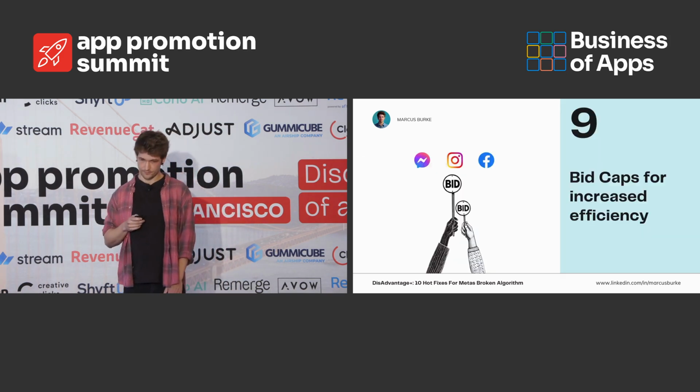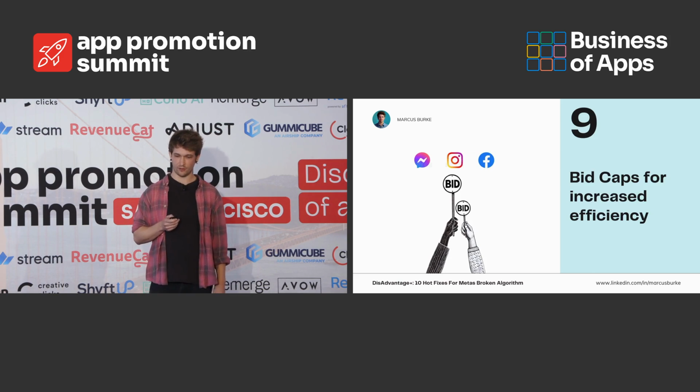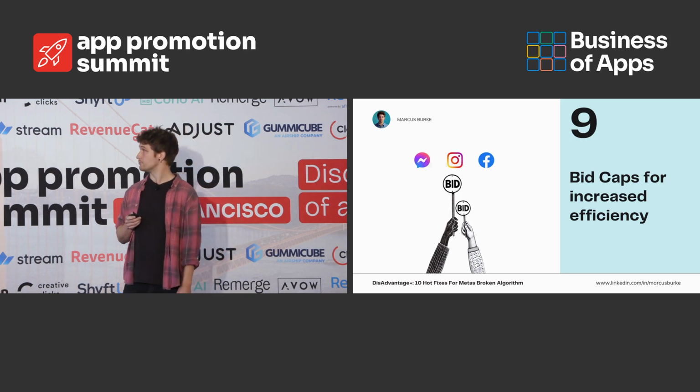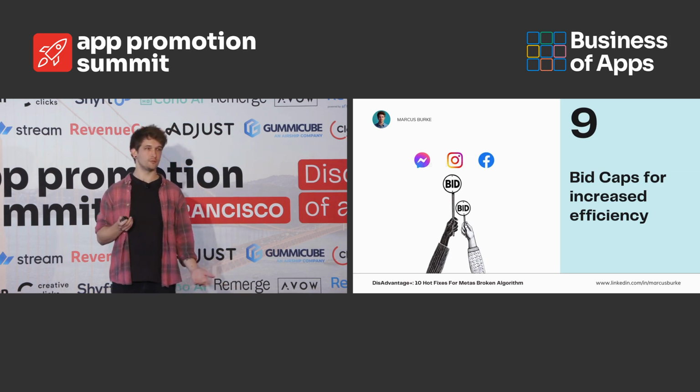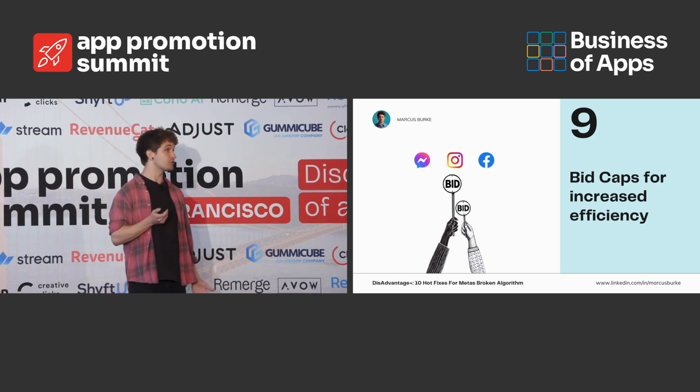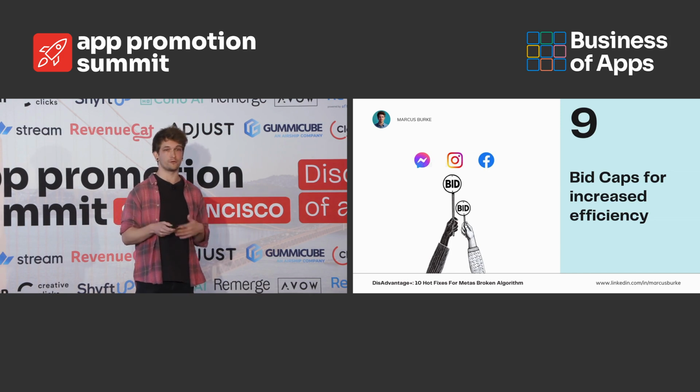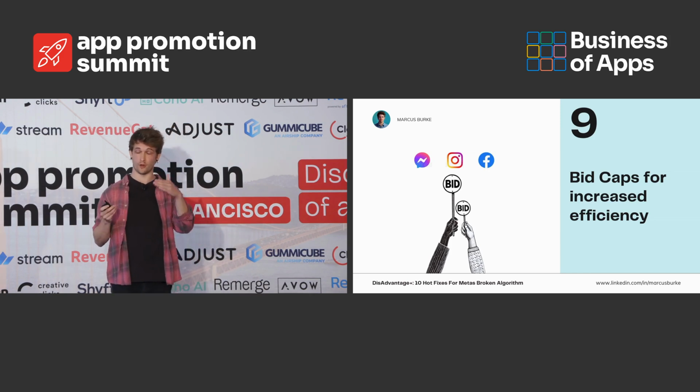Ninth one, bid caps for increased efficiency. I'm a big fan of bid caps. I've been using them across most of my accounts. It's been tricky since ATT because bid caps rely on signal. Meta needs to know if someone is converting in order to know that you can bid for a certain amount.